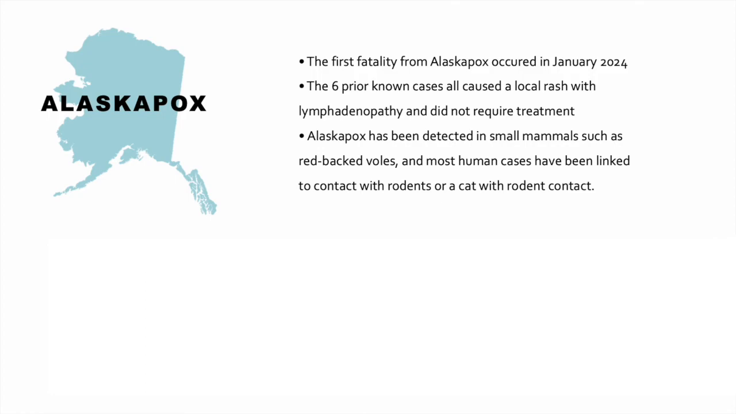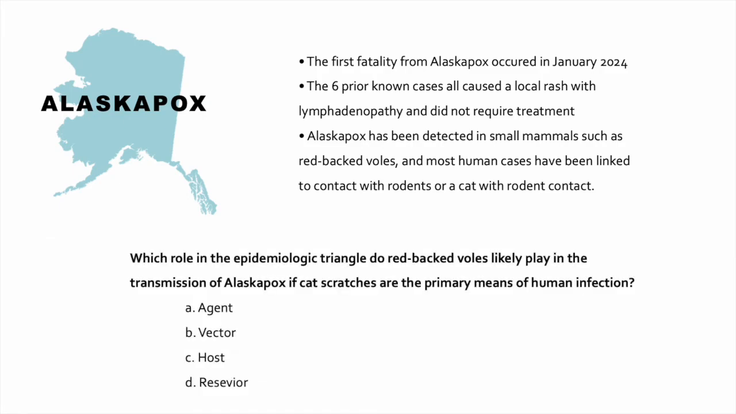Alaskapox has been detected in small mammals such as red-backed voles, and most human cases have been linked to contact with rodents or a cat with rodent contact. Which role in the epidemiologic triangle do red-backed voles likely play in the transmission of Alaskapox if cat scratches are the primary means of human infection? Agent, vector, host, or reservoir?